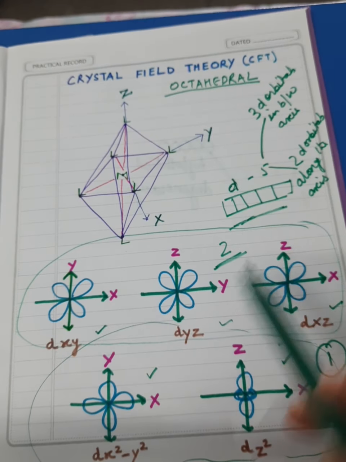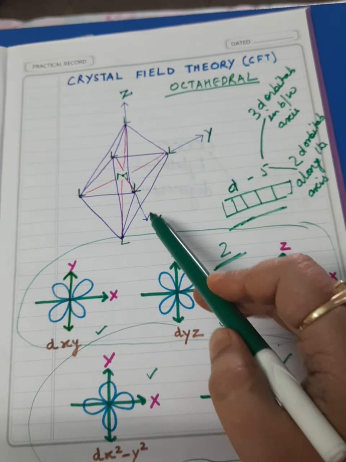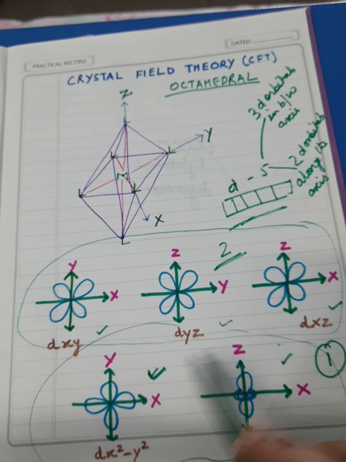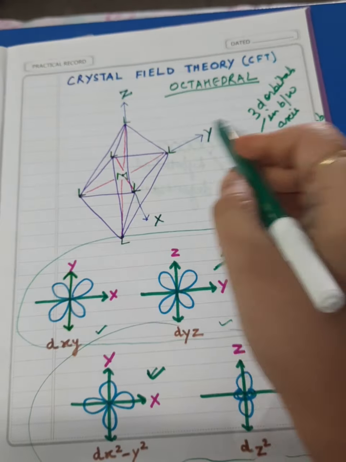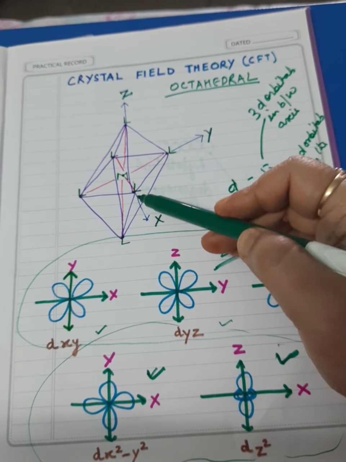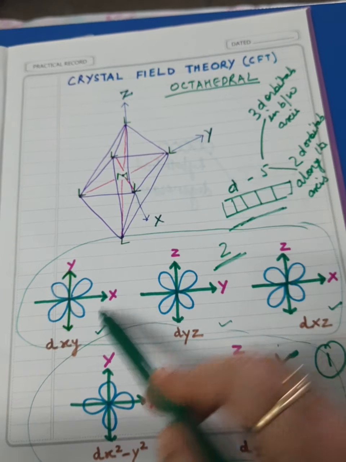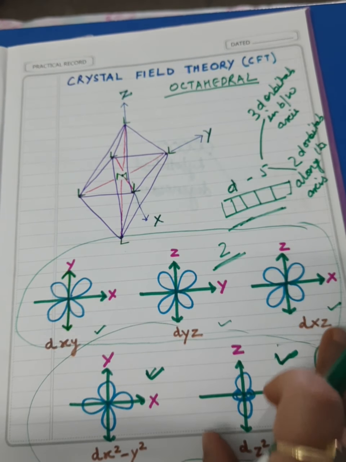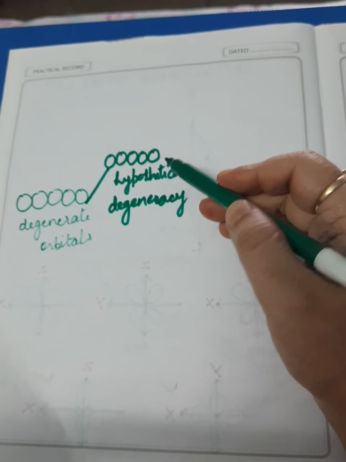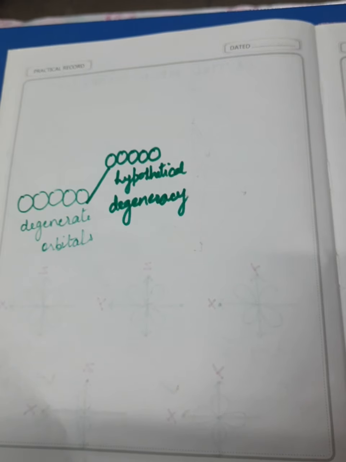I told you a few minutes back why they split up. Let's have a look once again. The orbitals which are on the way of the ligands, that is along the axis, get repelled by the ligands, and the orbitals which are away from the ligands, that means between the axis, get minimum repulsion. So, due to this difference in repulsion, the d orbitals of the central metal atom or ion split up into two sets.